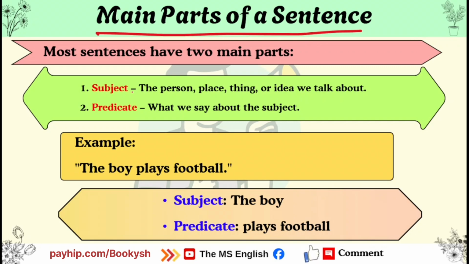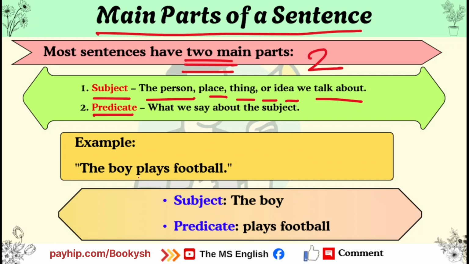Most sentences have two main parts. One is the subject, another is the predicate. The subject is, for example, we are taking some examples of subject, the person, place, thing or idea we talk about. So subjects will be person, place, thing, idea.